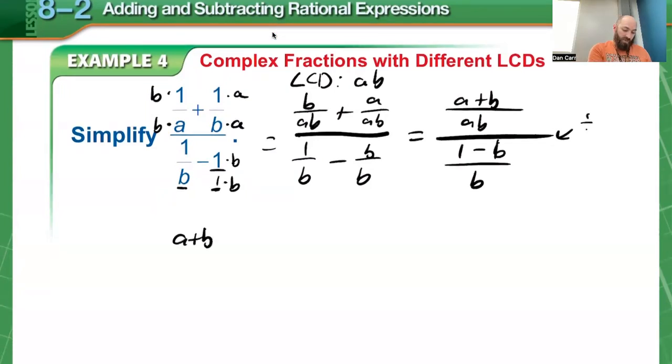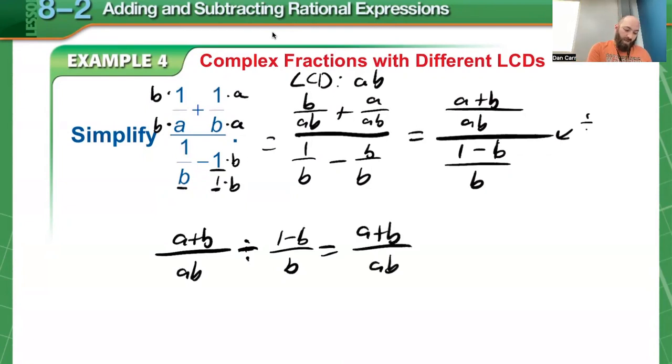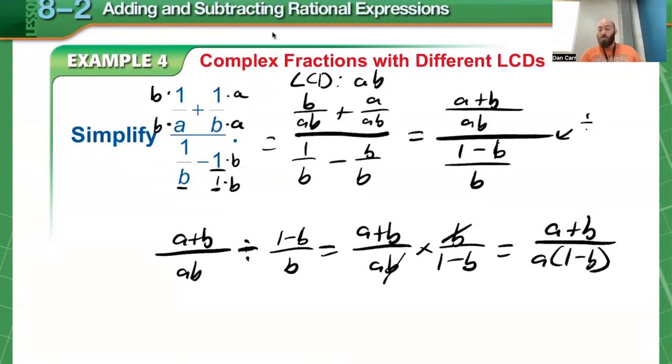So I'm going to have A plus B over AB divided by 1 minus B over B, which, dealing with rational expressions, we're now going to turn into a multiplication by flipping to the reciprocal. So I have A plus B over AB multiplied by B over 1 minus B. From there, just like our other rational expressions, we look for simplifying and cancel out common factors. I have B right here and B right here. Those cancel out, and that's actually it. So my final simplified version of this is A plus B over A times 1 minus B.